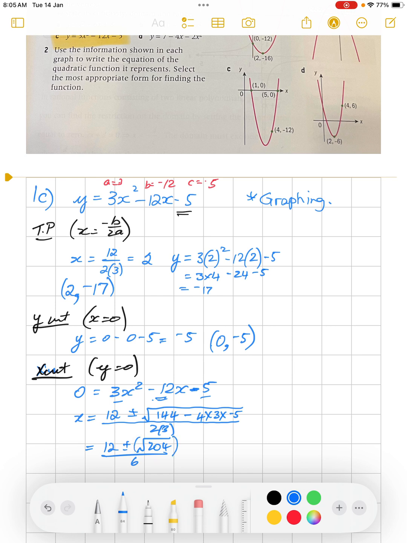Now to do the graph, I don't have a calculator because it's a non-calculator question. The square root of 196 is 14, so the square root of 204 is just a little bit bigger than that. So we're dealing with numbers like 12 plus about 14, over 6, so we're dealing with about almost 5. So approximately, that's 4.8. And 12 minus about 14 is about negative 2 over 6, about negative 0.3. Notice I've got approximately.